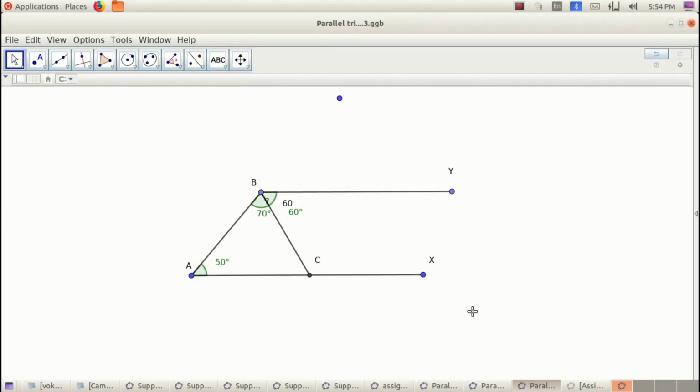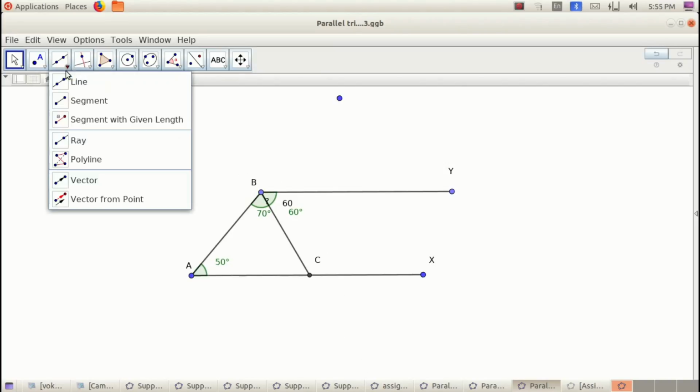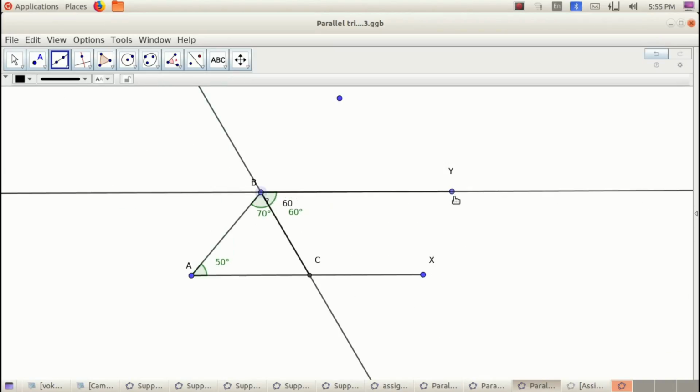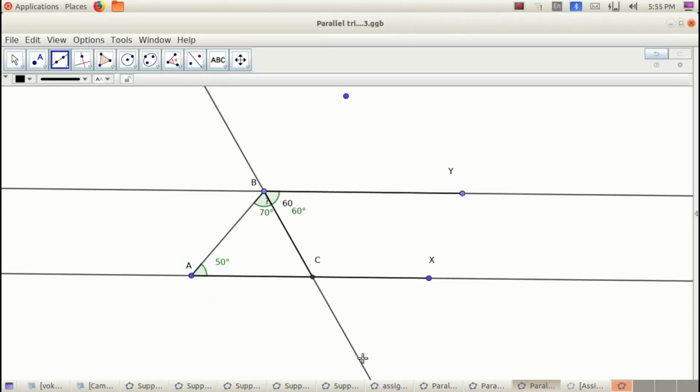Then how can we find this angle by using parallel lines? We know AX and BY are parallel. And consider this BC as a crossing line. For that we can extend the line. Okay, we can consider in this way. And these two lines are parallel. We can extend those two lines also.